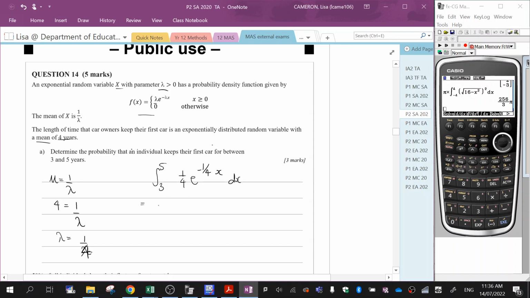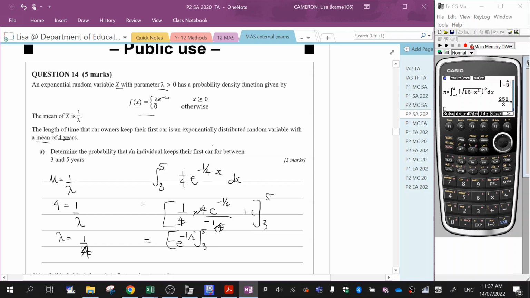Now, I can go through and do this the manual way by integrating this, which would be a quarter multiplied by e to the power of negative a quarter. When we integrate, remember this part comes down, so it would be minus a quarter on the bottom here, meaning this 4 would flick up to here. So now that's going to change into 1 on 4 times 4 on negative 1. They will cancel. I'm left with negative e, negative a quarter, 5 on 3 like that.